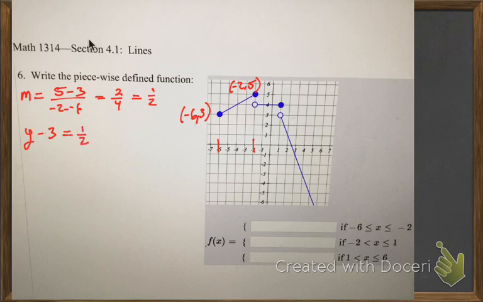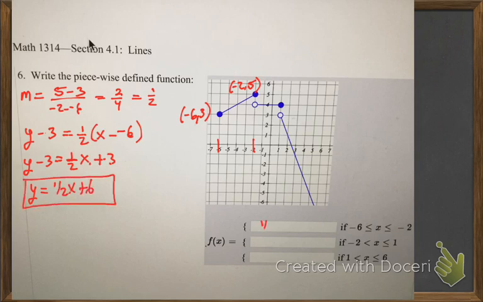So y minus 3 is equal to 1/2 times x minus -6. So y minus 3 is equal to 1/2 x plus 3, and then we'll add another 3 to both sides, and we'll get 1/2 x plus 6, and that is the first piece there, so we'll fill that in. The second portion is a horizontal line at 4, so that's going to be y equals 4. Now, because it already says f(x) right there, that's our y, so we don't need to say y again, so that portion is 4.